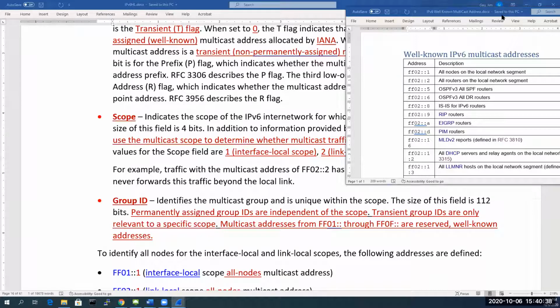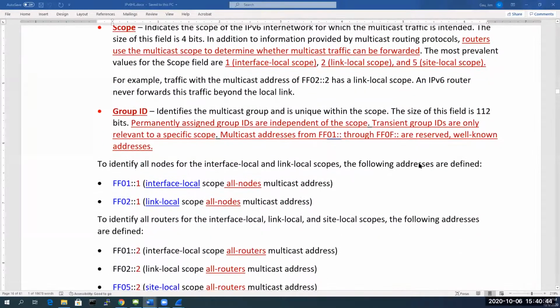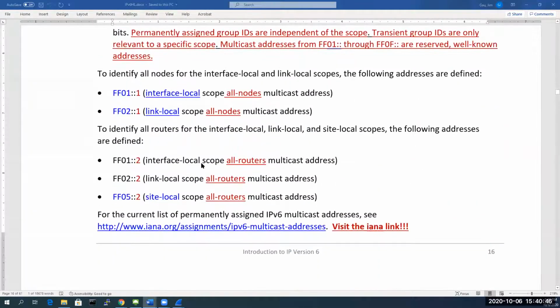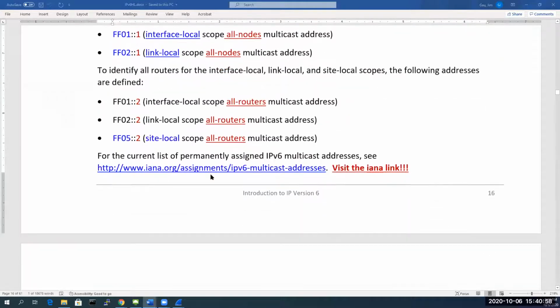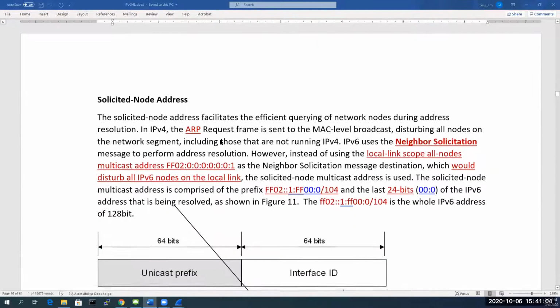All right, now I'm putting this aside, and we continue on. We're going to focus on FF02::1, that's all nodes multicast, and FF02::2, which is all routers, that I just showed you. You can visit the IANA link to see all the multicast addresses.